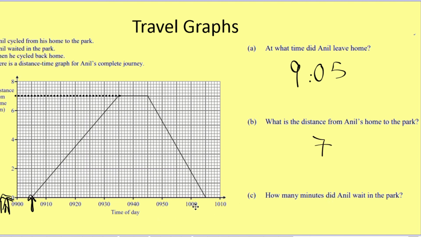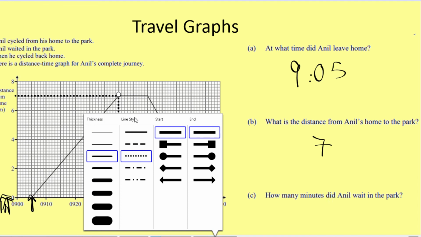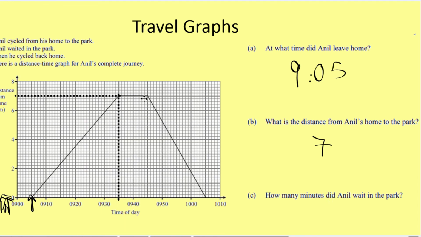How many minutes did Anil wait at the park? Again, what you want to do is draw some lines going straight down from each end. Across a bit. Not quite at each edge. Okay, there. And same again on the other side. So between these 2 times, he got there at 9:35 and he left at 9:45. So he was there for 10 minutes.